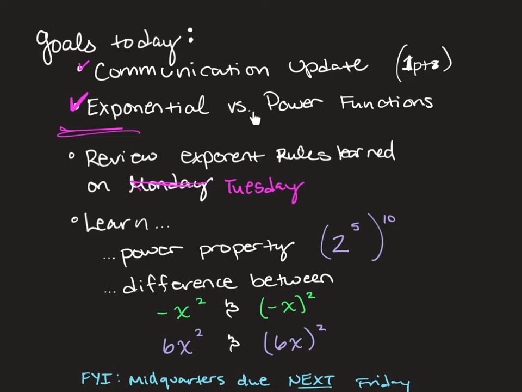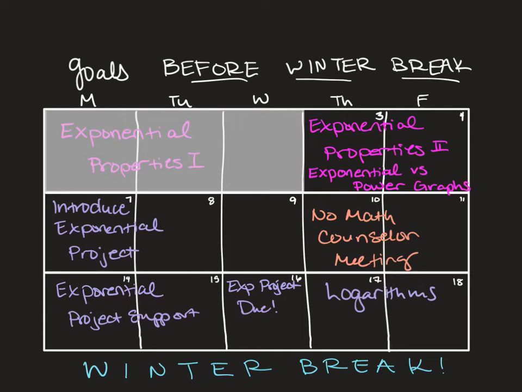Then we went over exponential versus power functions. There's a Desmos graph that you guys can kind of play with to look at that, but I'm going to go through the notes for that in just a second. Then we're going to review the rules that we learned on Monday or Tuesday, and then we're going to learn what do you do with this, and how is this green function different than this one, and FYI, your mid-quarters are due next Friday. Just so you know, here's our plan before winter break.